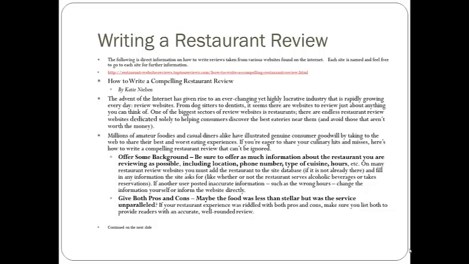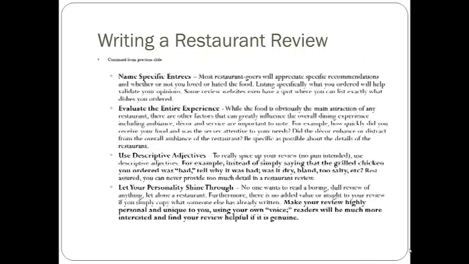Maybe the food didn't taste that good, but the staff was just wonderful. There's a restaurant that we go to when we go to Phoenix, Arizona, and the food is not great, but every time we go, that's the restaurant we go to because the staff is so wonderful, and going there is just like going home, and it's so engaging. The people there are so warm, so we overlook the fact that the food is not great, and that would be important to put into a restaurant review.